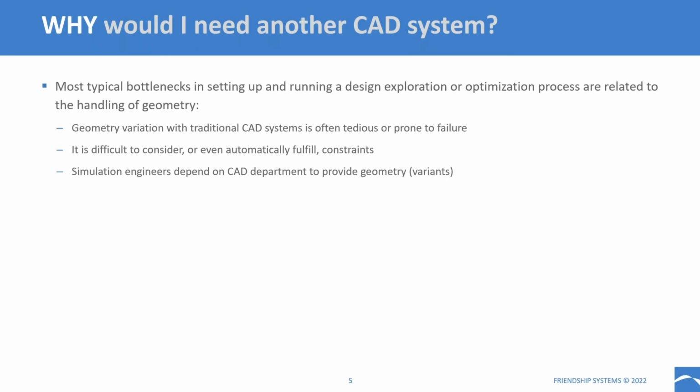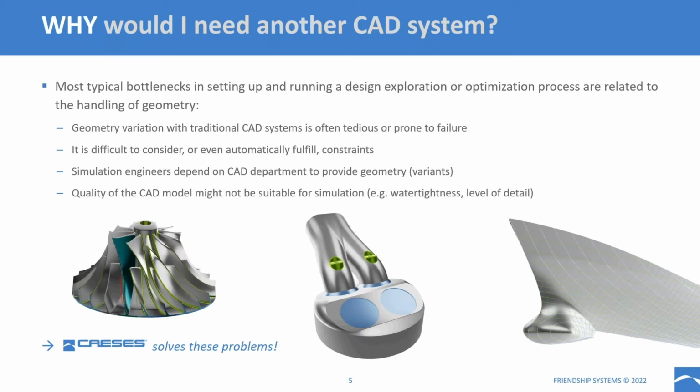Another issue is that simulation engineers might depend on another department, on the CAD department, to provide the geometry or geometry variants, and also that the quality of the CAD model as it comes straight off the CAD might not be suitable for simulation. That, of course, makes it difficult to automate things if manual work is necessary to clean up the model, for example. And basically, these are the points that we're trying to address with CAESES.